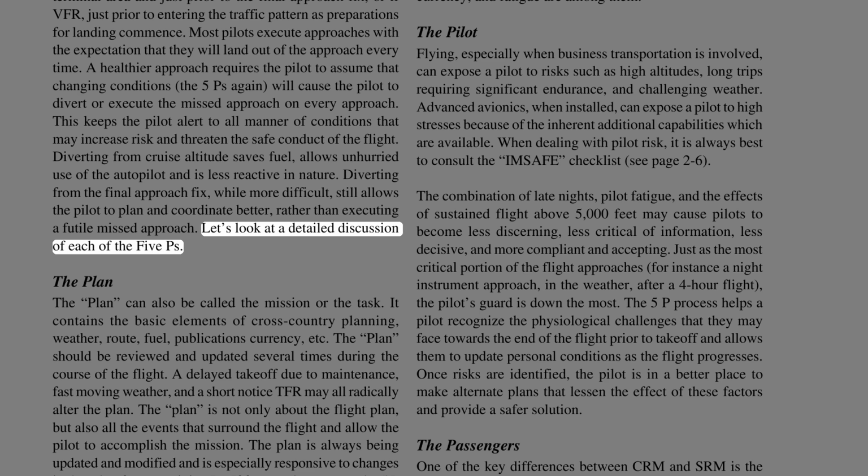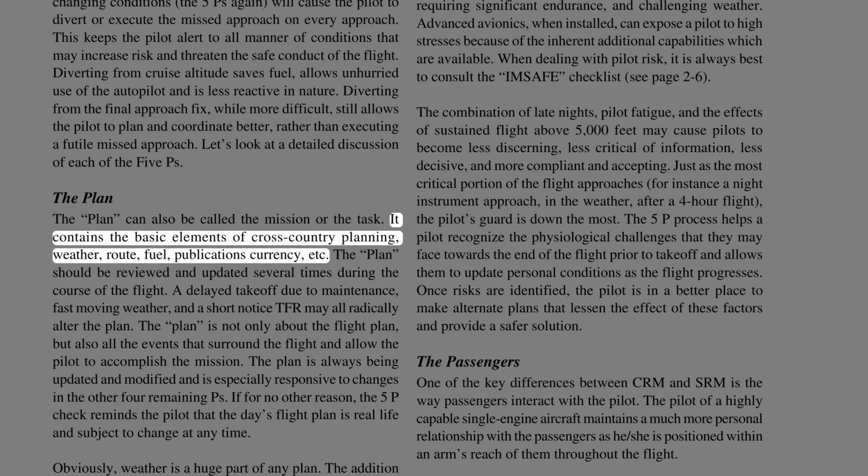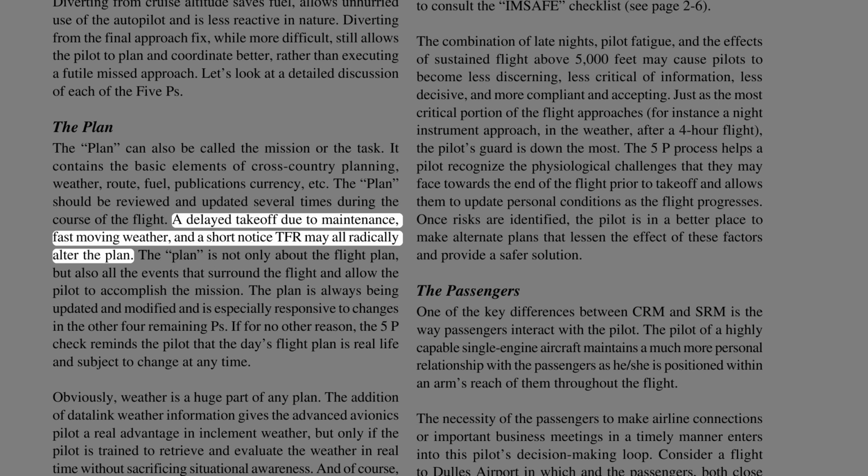Let's look at a detailed discussion of each of the 5 Ps. The plan? The plan can also be called the mission or the task. It contains the basic elements of cross-country planning: weather, route, fuel, publications, currency, etc. The plan should be reviewed and updated several times during the course of the flight. A delayed takeoff due to maintenance, fast-moving weather, and a short notice TFR may all radically alter the plan.